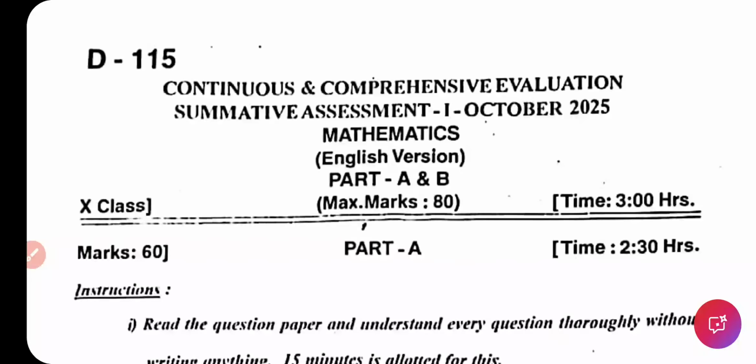In this video, we discuss the Summative Assessment 1 2025 Telangana Board Class 10th Maths question paper.